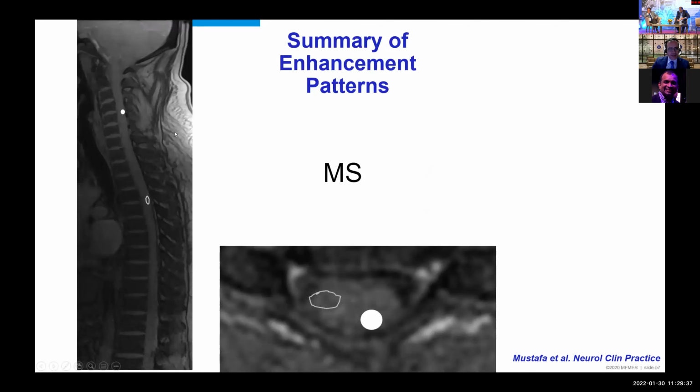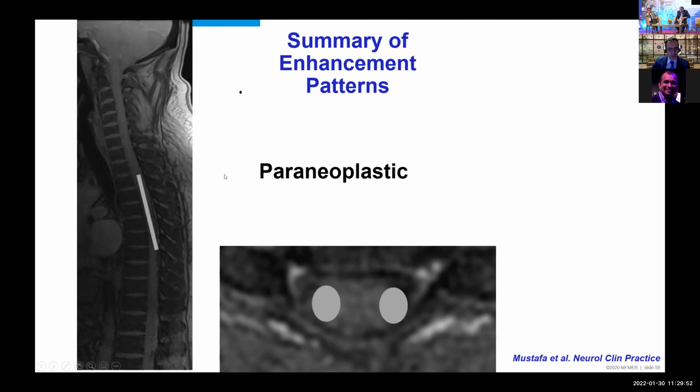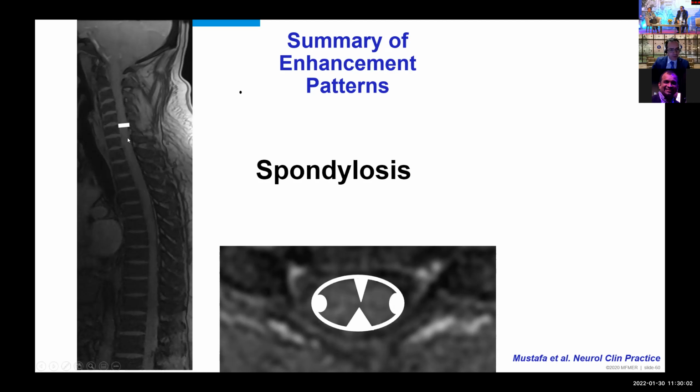If we summarize some of the enhancement patterns again, here we can see this homogeneous or ring-like enhancement that we see with multiple sclerosis. With ischemic lesions, we can have this anterior enhancement or enhancement in the vertebral body related to the vertebral body infarct associated with it. With paraneoplastic, we can see tract-specific enhancement going along the lateral columns. So you want to think about your CRMP5 or AMPH antibody. With spondylosis, we can see this transverse band of enhancement.